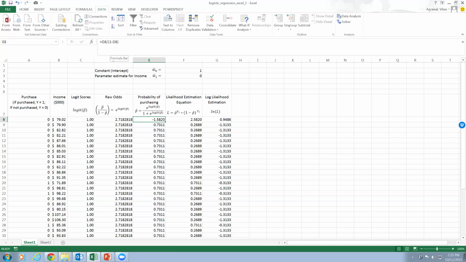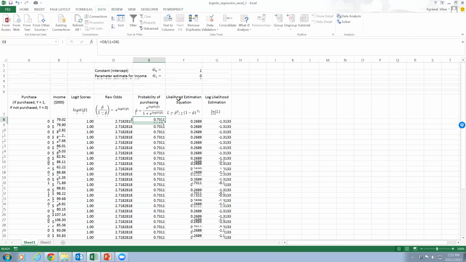I'm sorry, this should be 1 plus. Okay. So that's the probability we have found out, the probability of purchase. Now, what we want to do is maximize our likelihood estimate equation, and we need some explanation here. This likelihood estimation is basically telling you that you want to come up with the best possible prediction here.